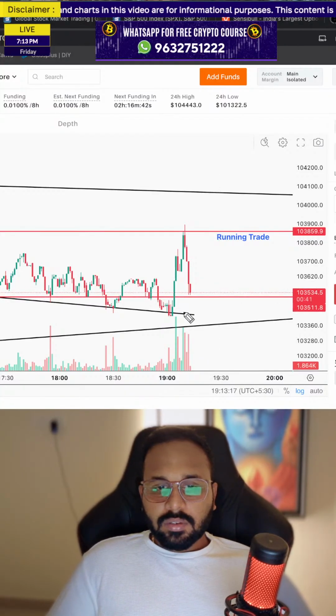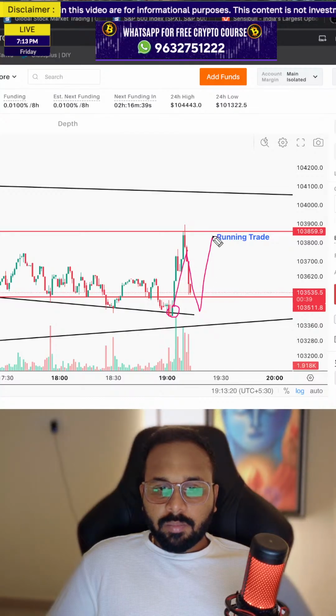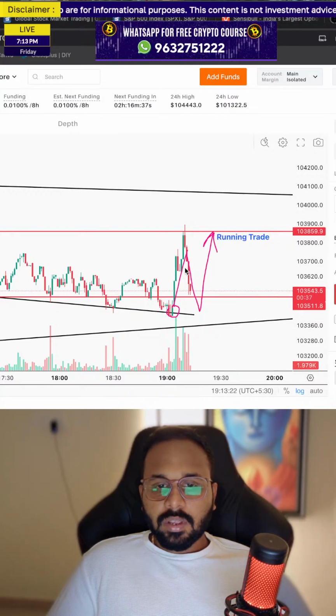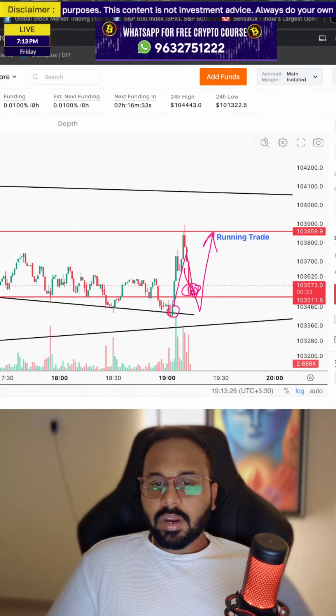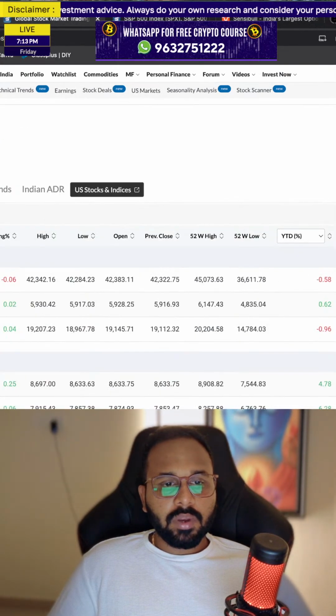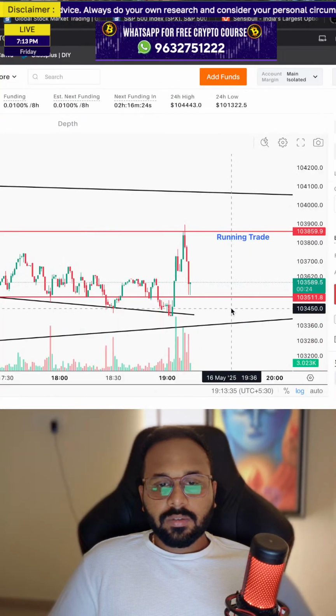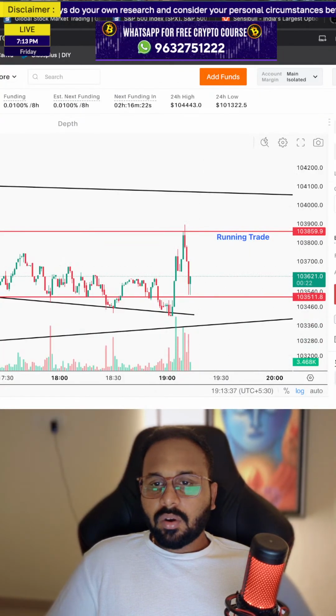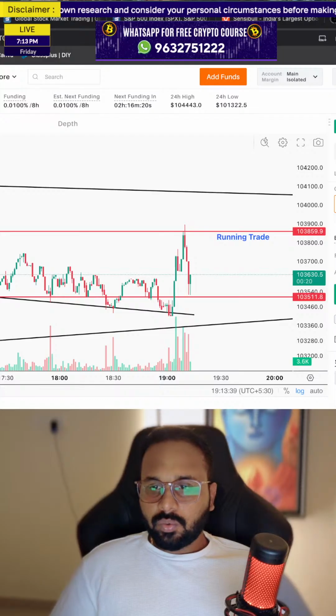Sometimes what happens is that exactly near a double top, the market will not reverse. It will reverse a little above the double top level. So here, in case the market reverses, that will be a re-entry opportunity or things like that. For that, we need to look at the global market, which is slightly positive. The market is holding on.